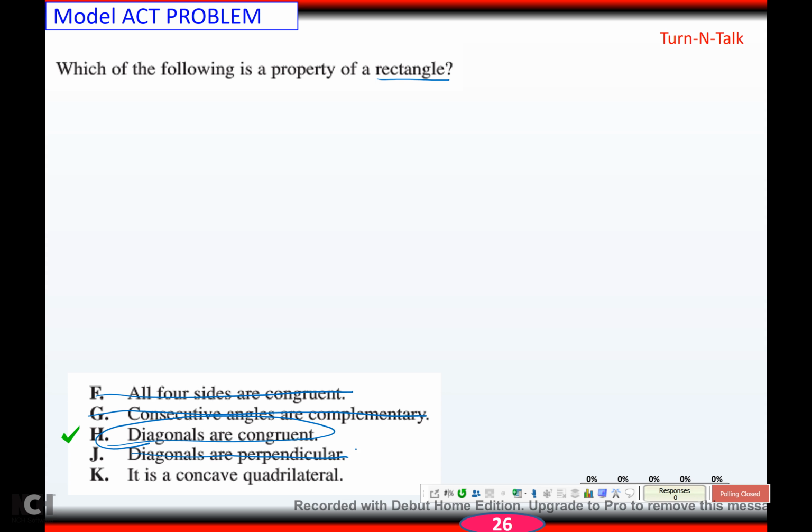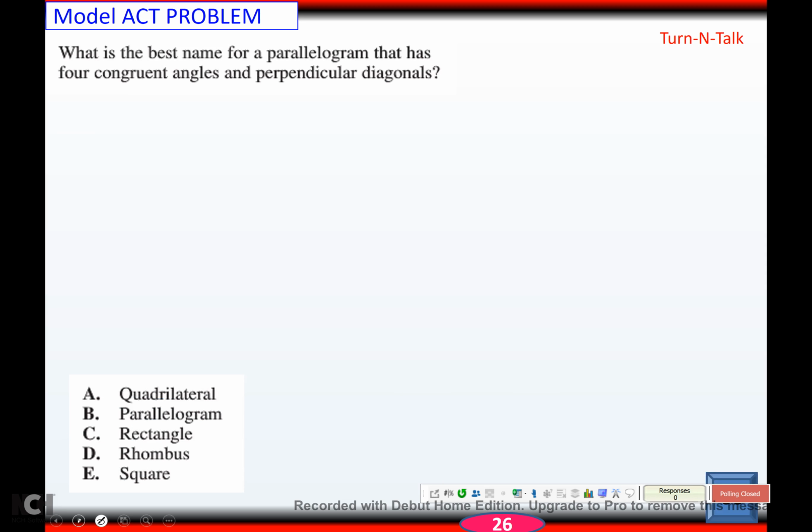And it is a concave quadrilateral. Concave? No. Concave would be where you connect. If it's a rectangle, any two points inside would be connected inside. That's convex. Okay, so that's not true. Alright, hit pause. Come back when you're ready.